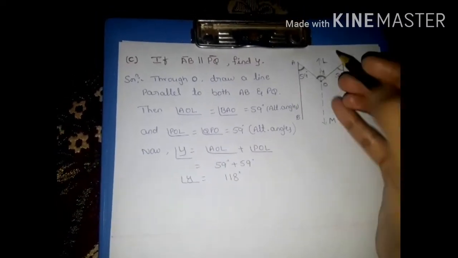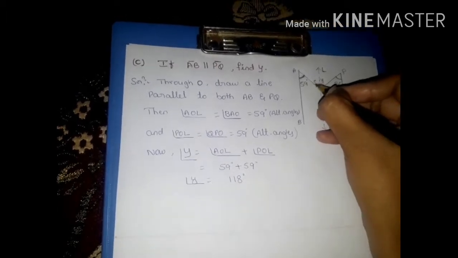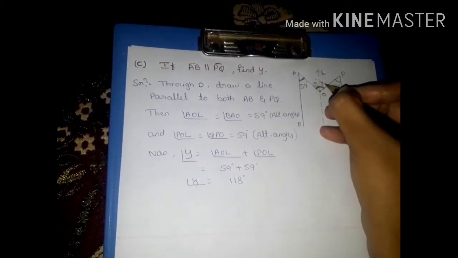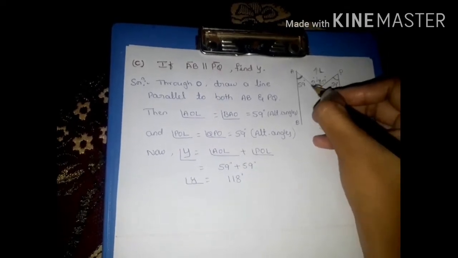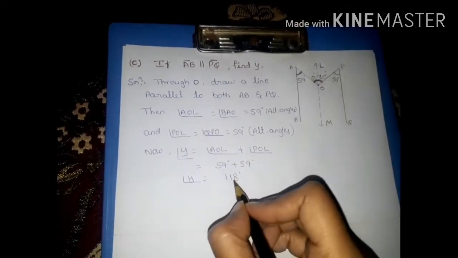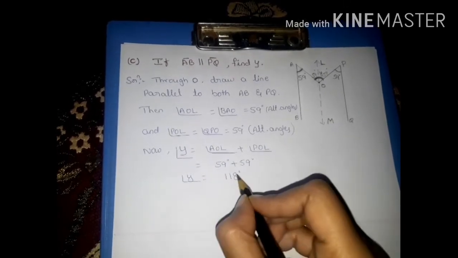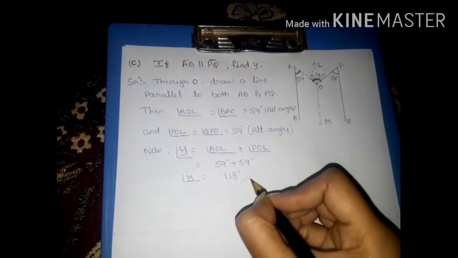This is 59 degree. Write down here 59 degree, and here also we got 59 degree. Then the complete angle we need: 59 plus 59 will give 118 degree. Angle Y we got here is 118 degree.